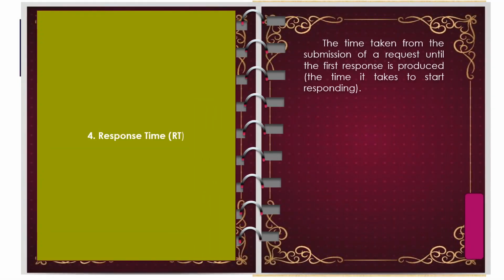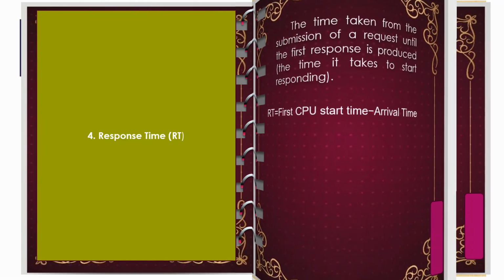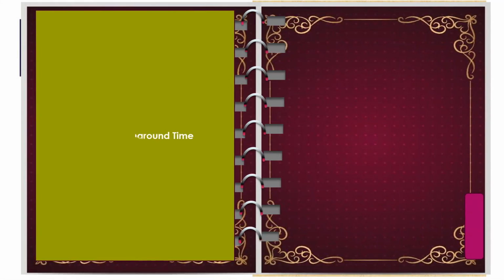Next is response time. The response time is the time taken from the submission of a request until the first response is produced. That is the time it takes to start responding. So the formula is first CPU start time minus arrival time, which will give you the response time.